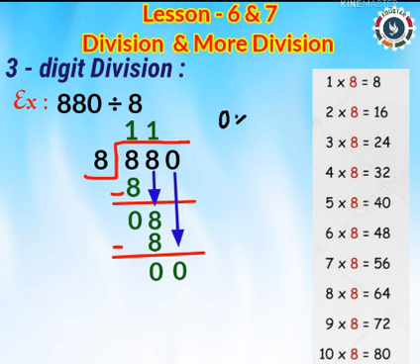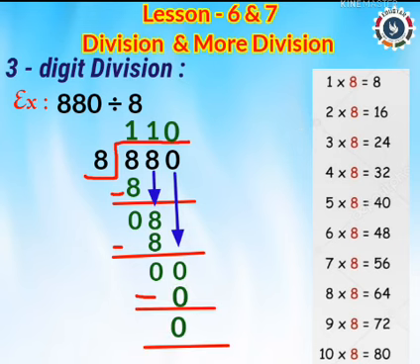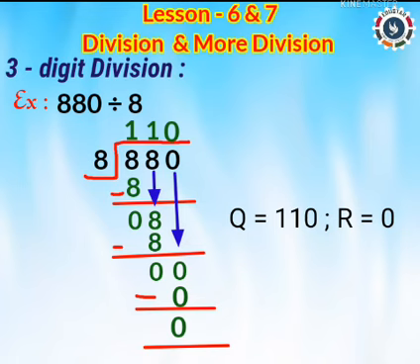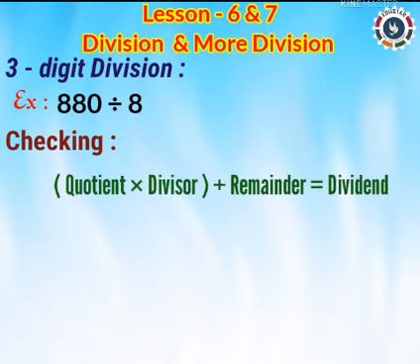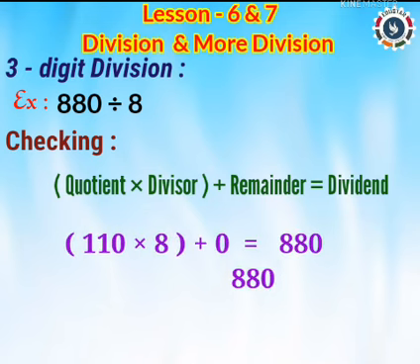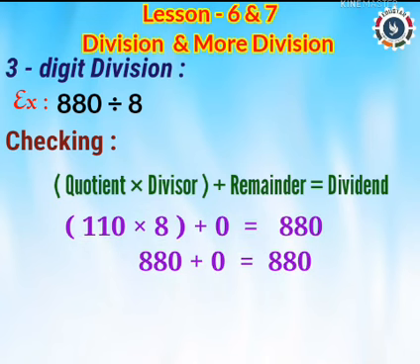In 8 table, 0 8 is 0. Write 0 in the ones column of the quotient. Place this 0 under 0. If we subtract, we get 0. So, the quotient is 110. Remainder is 0. Now let's check this answer using formula. Quotient into divisor plus remainder is equal to dividend. Here quotient is 110. Divisor is 8. Remainder is 0. Dividend is 880. On multiplying quotient by divisor, we get 880.